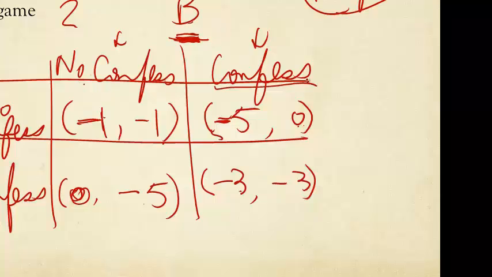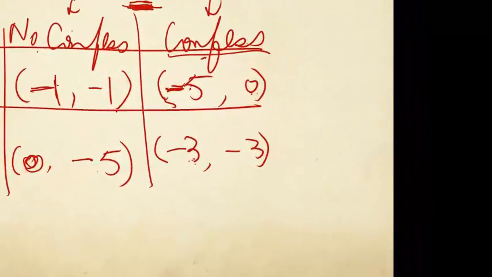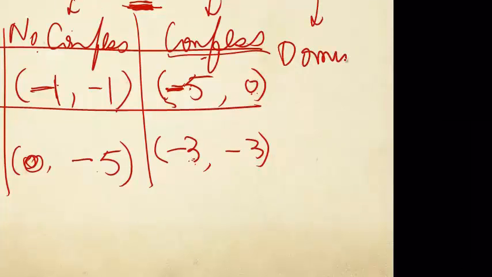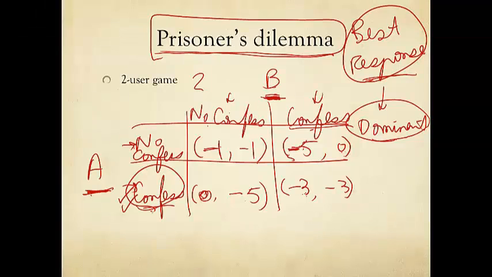But B may also choose to confess. I don't know. And in that case, what should I do? Well, I'm basically comparing -5 and -3 here. Still, confess is the better choice. Relative to -5, -3 is better. And therefore, confess is also the best response strategy if B chooses to confess. Now, B can only choose between two choices. So A would say, hey, I have the same best response strategy no matter what. That is called a dominant strategy, if it is the best response strategy for all possible strategies by the other player. In this case, that is confess.